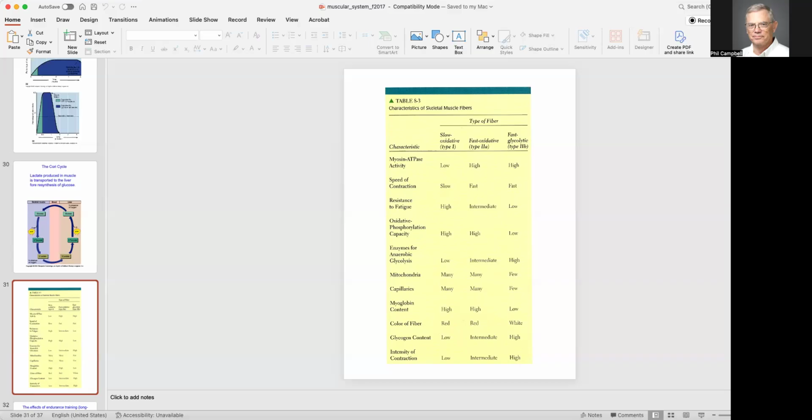We have over here the slow oxidative. This is designed to maximize the use of ATP generated by oxidative phosphorylation. And on the other side, we have the fast glycolytic, which are designed for rapid but limited bursts of activity. Then in the middle, we have our fast oxidative, which is kind of a mixture between the two. Let's focus on either end because that's what's relevant.